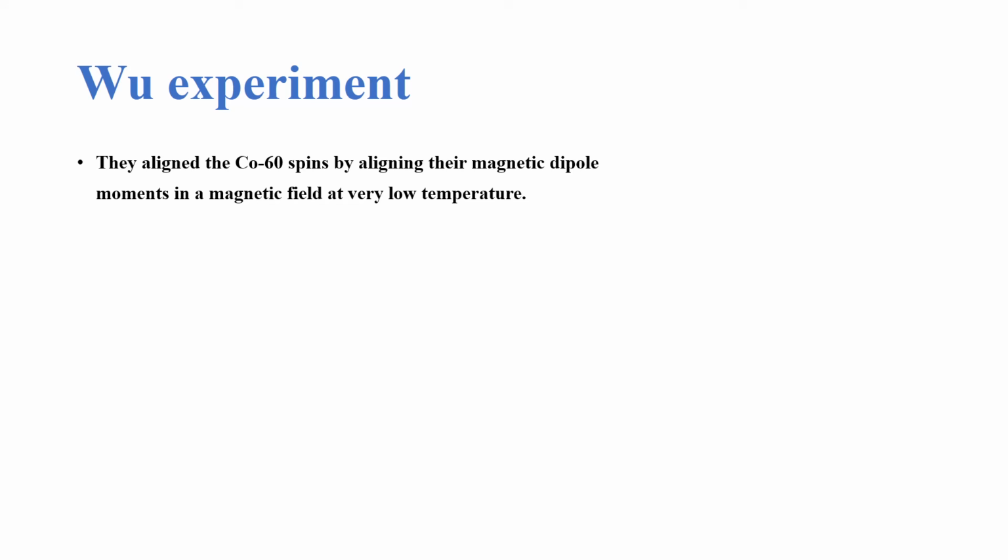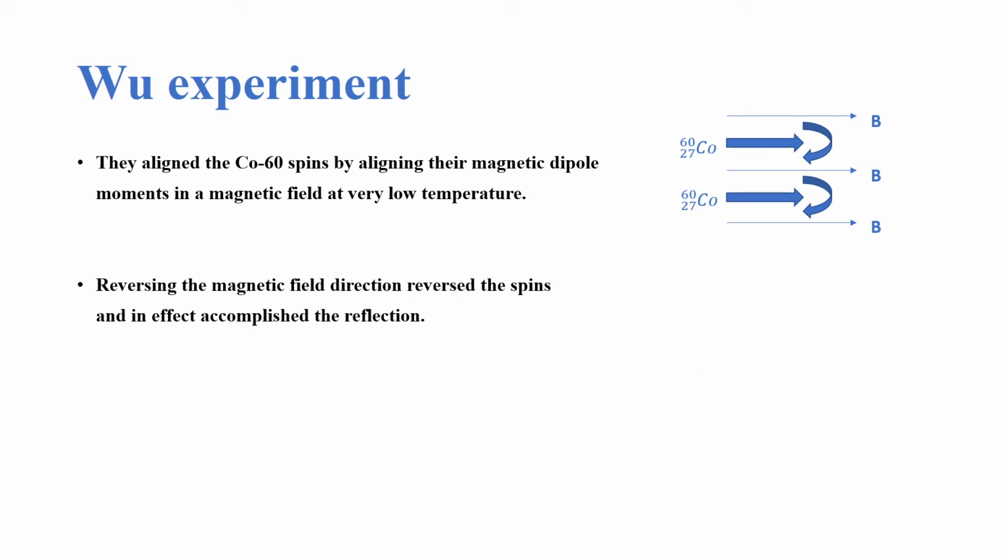In the Wu experiment, they applied a magnetic field to align the spin of the cobalt, and they observed the emission of the electron. If they wanted to apply parity to it, to check the parity, they just reversed the magnetic field. So the spin was reversed, and they checked the emission of the electron, whether the emission was along or opposite to that of the cobalt-60.